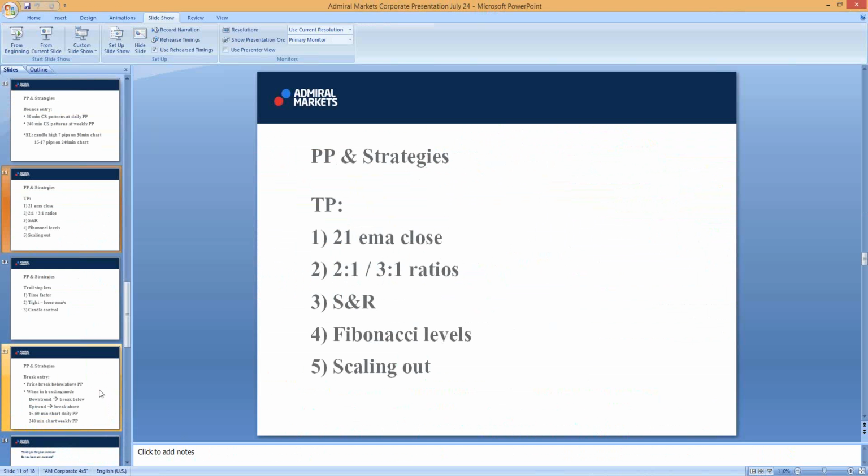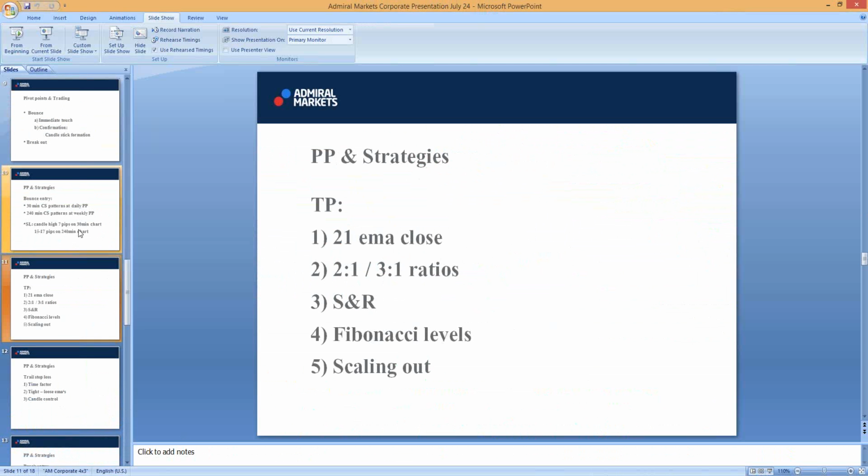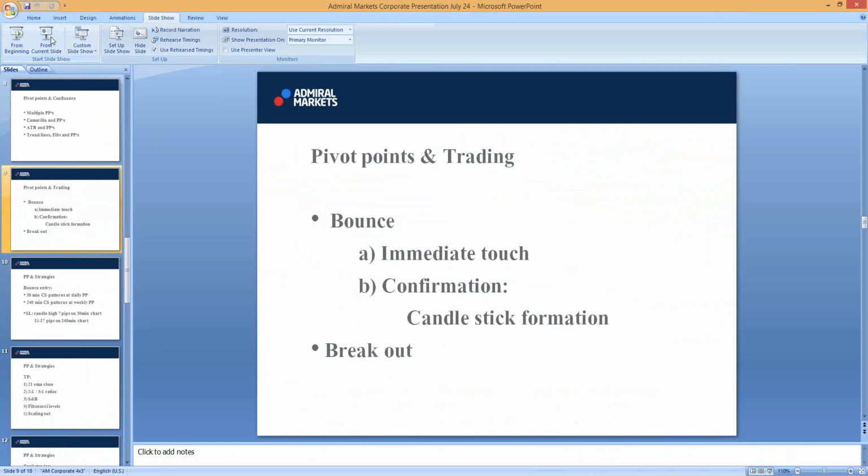Okay, so last but not least, the next part, which is looking at bounces and breakouts. The bounce could be an immediate touch if one really likes a trade, even a pending order. A confirmation would be waiting for a candlestick. The other way of trading it is obviously breakouts, when price pushes through. So let's discuss this in more detail.